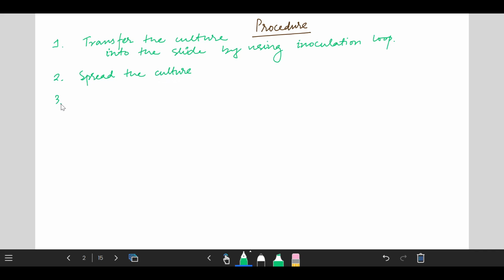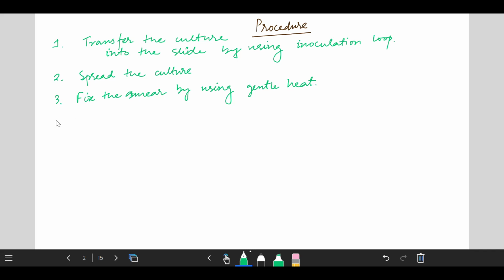And in the third step, fix the smear and dry it with the help of gentle heat. Okay. So, we can write like fix the smear by using gentle heat. Understand? And why do we use this heat? Because heat helps the cells adhere to the glass slide.